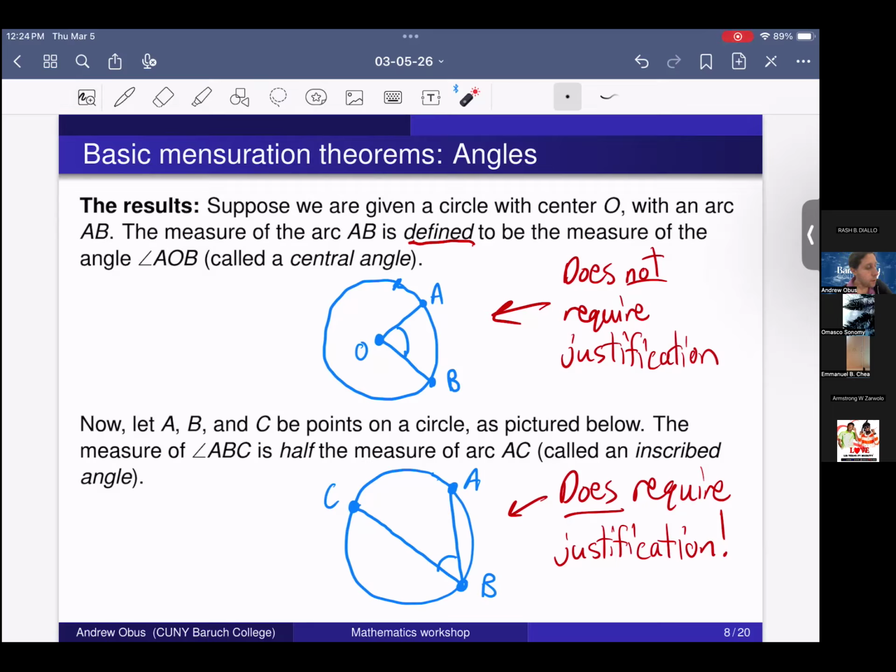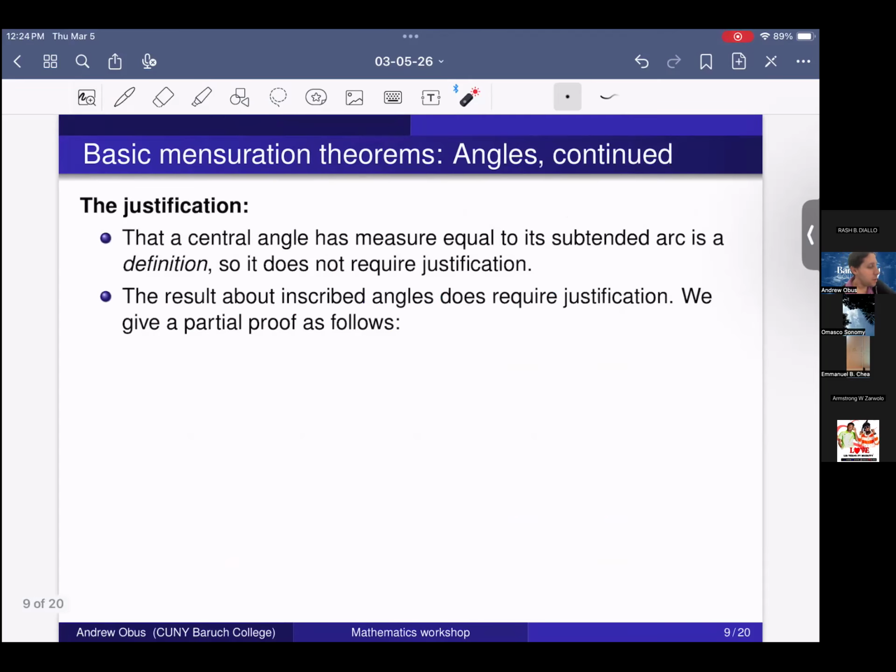Okay. All right, so this requires justification, and it's good to have some sense of why this might be true. So what is the justification? Well, that a central angle has measure equal to its subtended arc is a definition, so it does not require justification. But the results about inscribed angles do require justification. It's worth giving what I'd say is a partial proof to get this to work. I'm going to break this into two cases. We're going to do kind of a proof by picture.